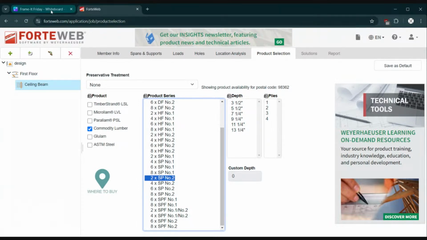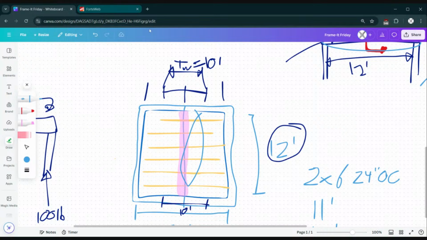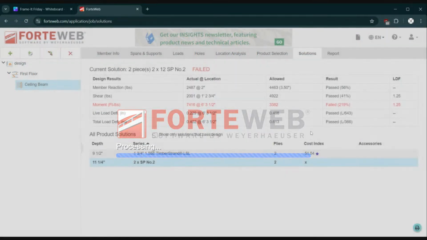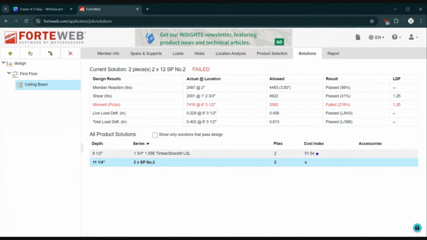And let's just guess, because this is a guess and check game. Okay, so I'm spanning 12 feet, and I'm holding 10 feet of roof and ceiling, is how I would say this. So I'm going to guess. Let's say 2 2x10s. Maybe 2 2x12s. Let's check that. We click on solutions and we check. And it says failed. All right, 219%. So we have failed twice. This is much too much weight for this particular beam.